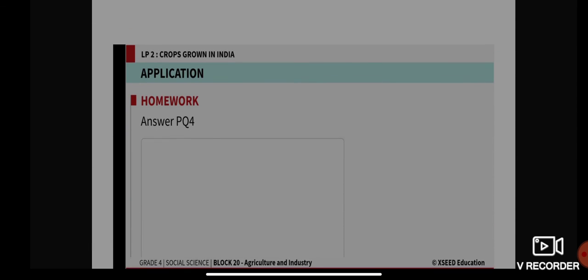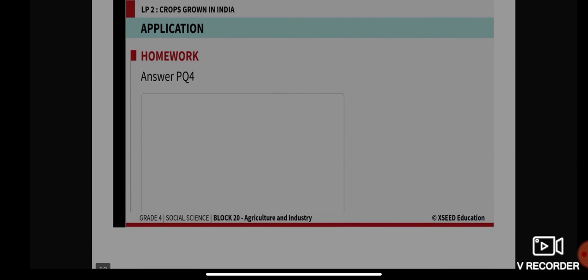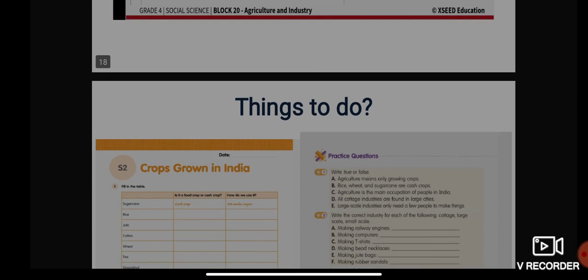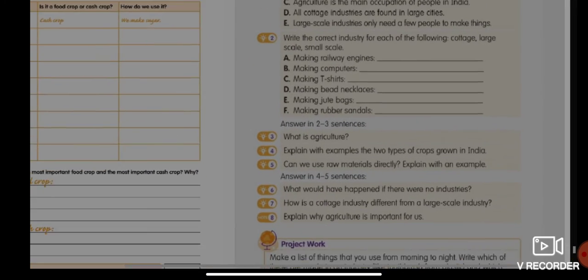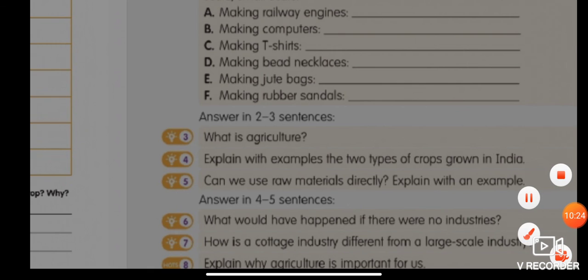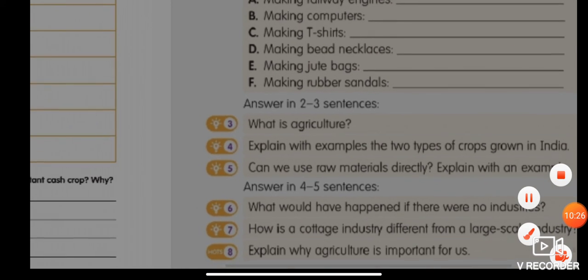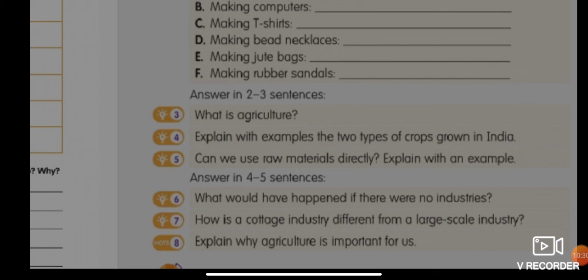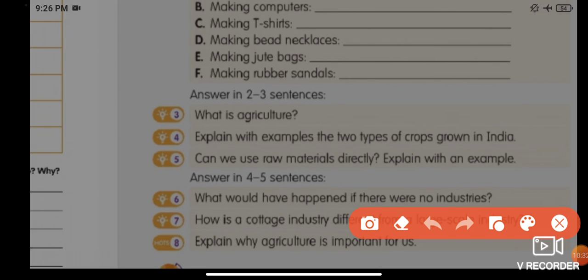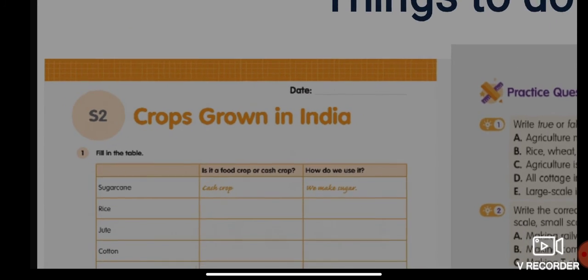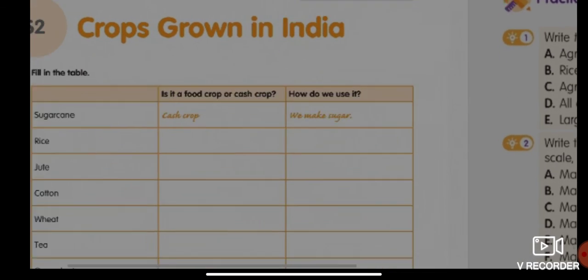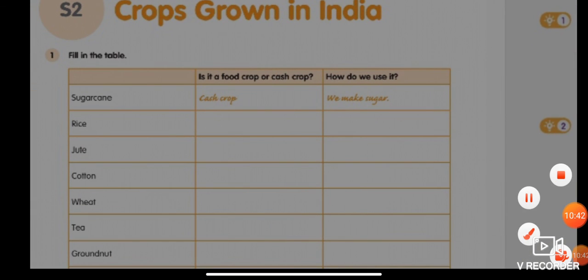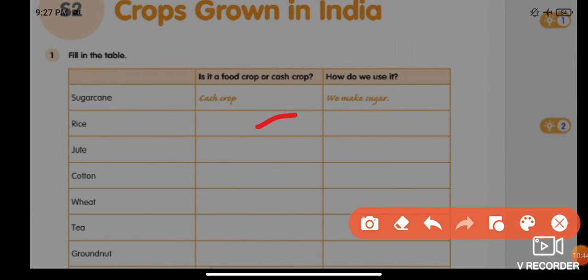Alright, so for today your homework is practice question number 4. Explain with example the two types of crops grown in India, along with your worksheet S2. One has been done for you, so you have to complete the rest.